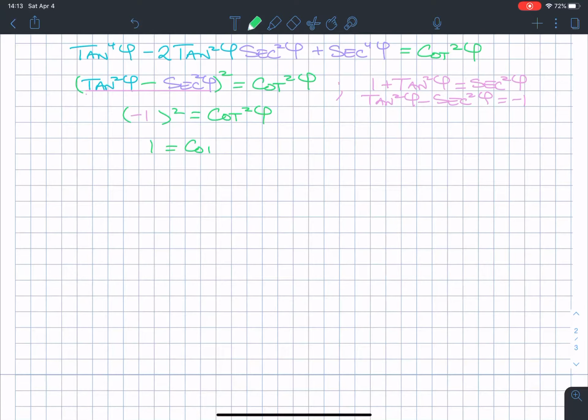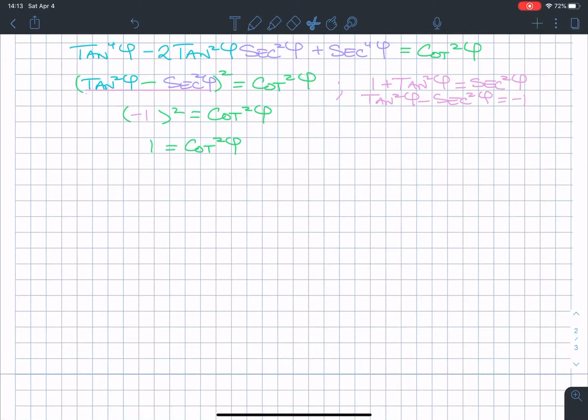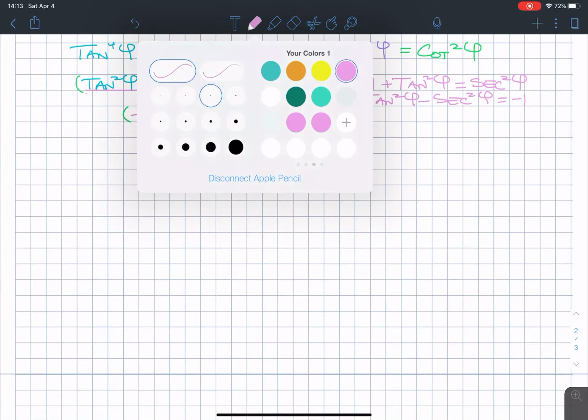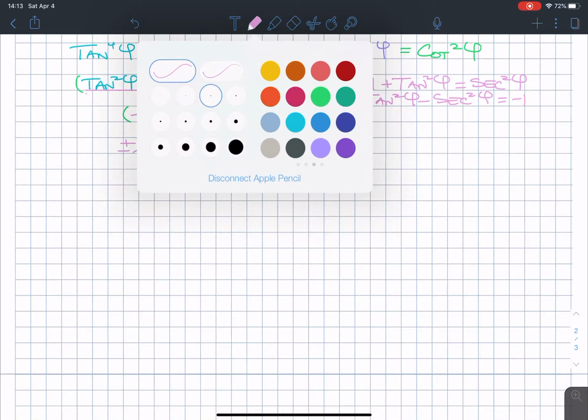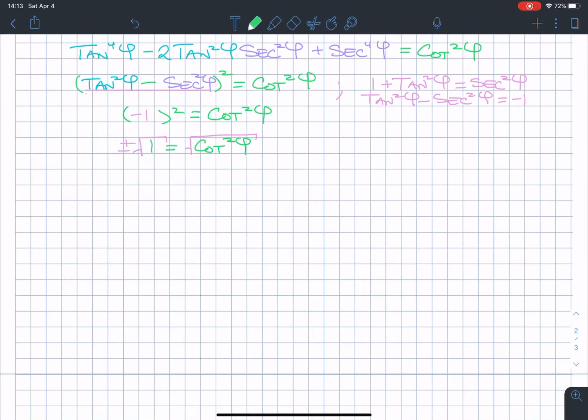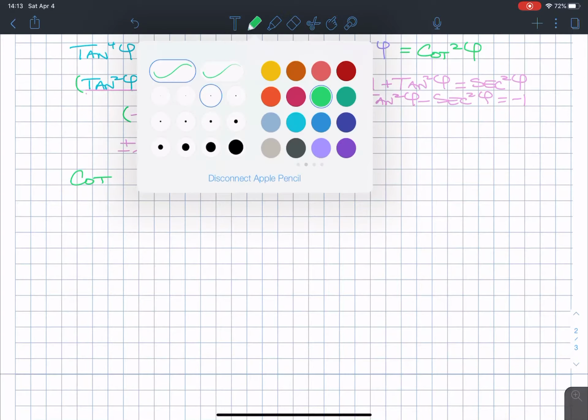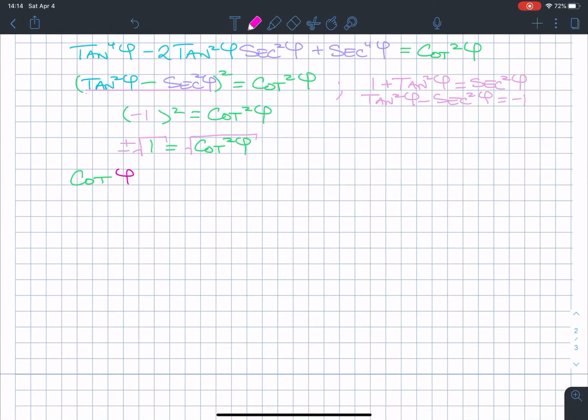Okay, well, negative 1 squared, of course, is 1, is cotangent squared phi. However, when I take plus or minus the square root of both sides of this equation, I get that cotangent of phi, let's do phi in hot pink, is plus or minus 1.